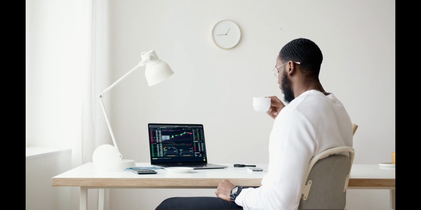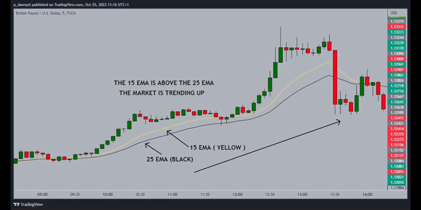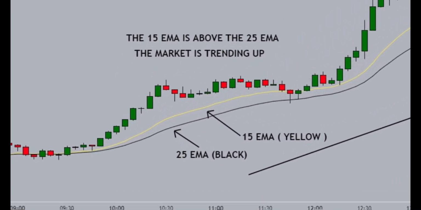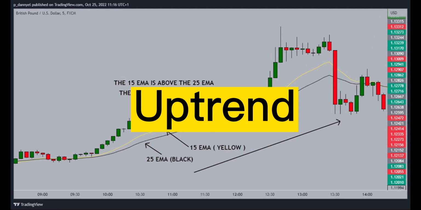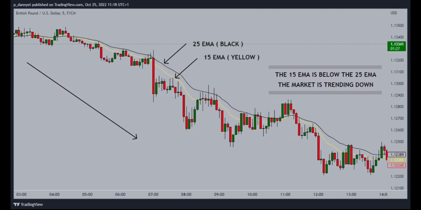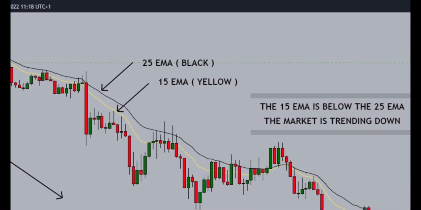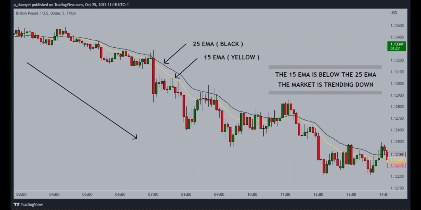Okay, now that you know the trade confirmations that make up the strategy setup, let's take a look at examples. Here's an example of an uptrend. You can see that the 15 EMA is above the 25 EMA. So price is in an uptrend. And we see price actually is trending upwards. Here's another example, but a downtrend. The 15 EMA is below the 25 EMA. So price is trending down. And it continues falling. Till thy kingdom comes. Or rather, till it decides to turn back upwards.